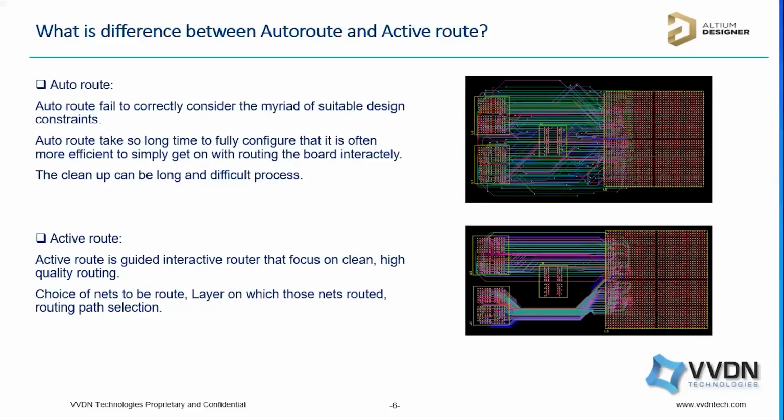AutoRouter sometimes fails to correctly consider the suitable design rules. If you set some design rules, sometimes AutoRoute fails to recognize those rules, and AutoRoute takes longer than usual to route the PCB, and cleanup in AutoRoute can be a long or difficult process, which does not take as much time in ActiveRoute.